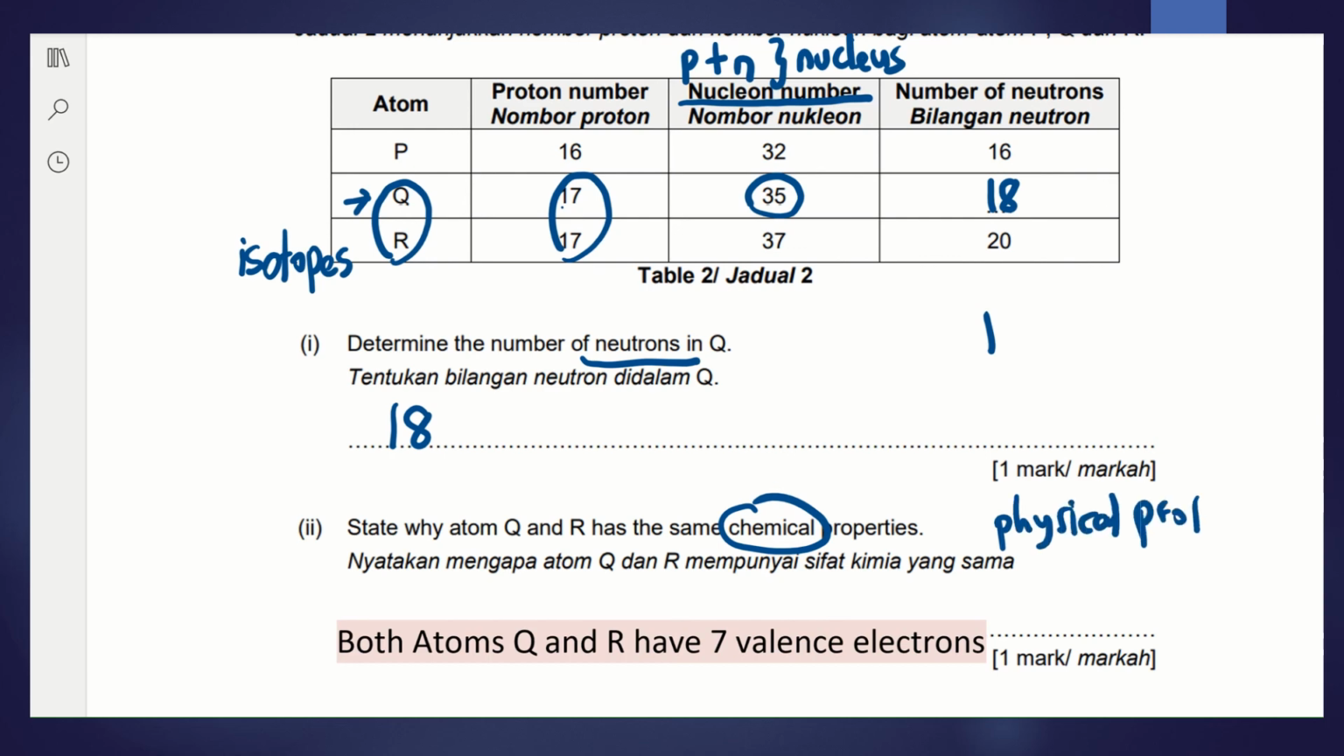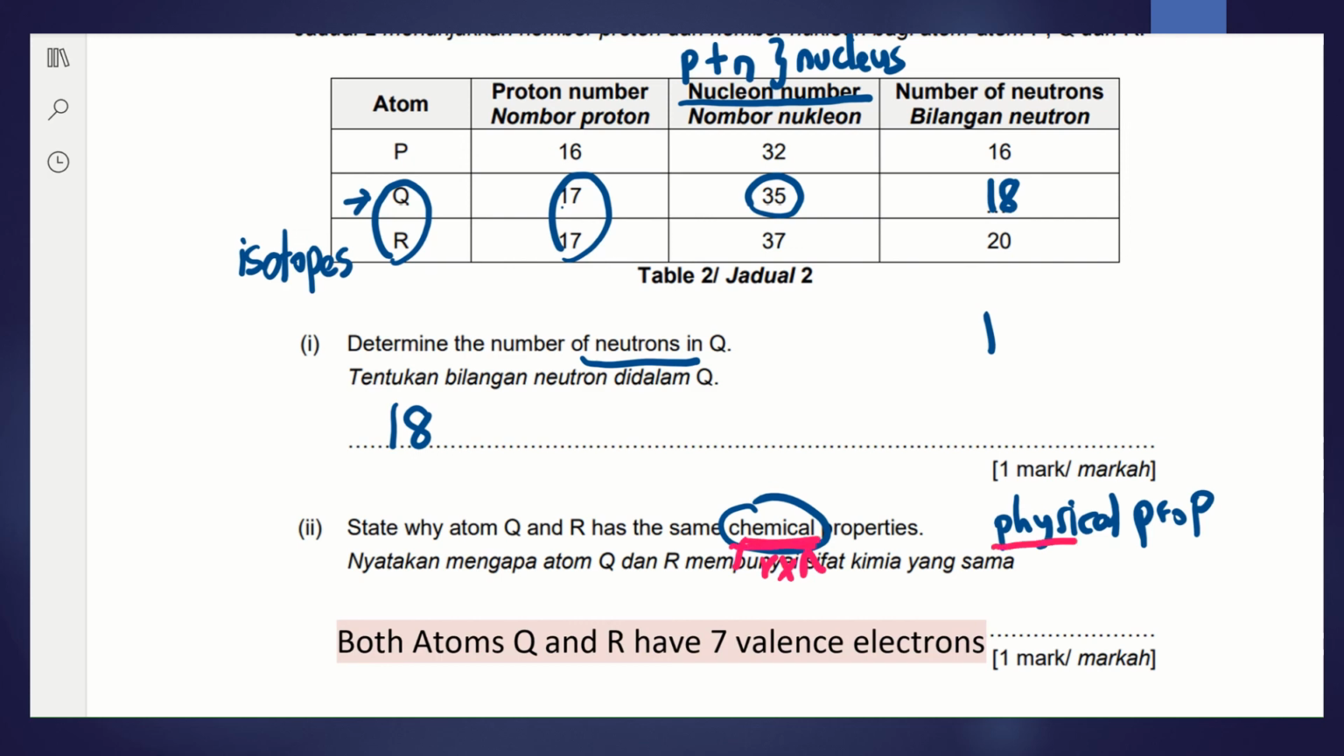What's the difference between chemical properties and physical properties? Usually chemical properties based on chemical reaction. For example, acid can react with alkali to form salt and water. Acid can react with metal to form salt and hydrogen gas. That is chemical. Chemical properties refers to chemical reaction.